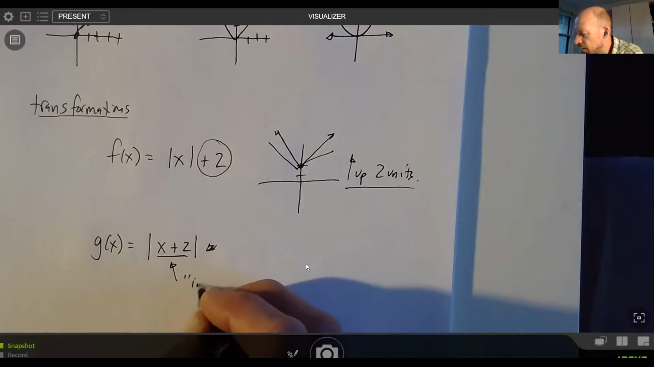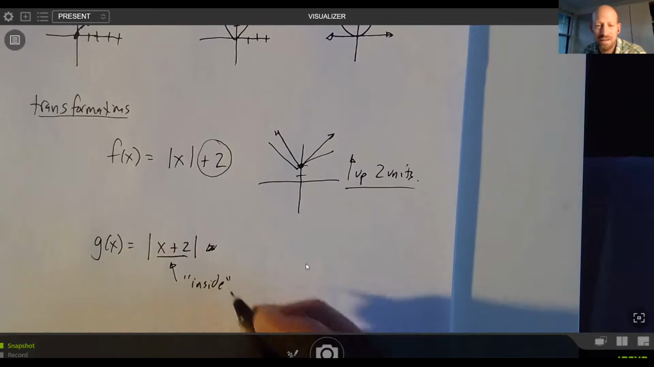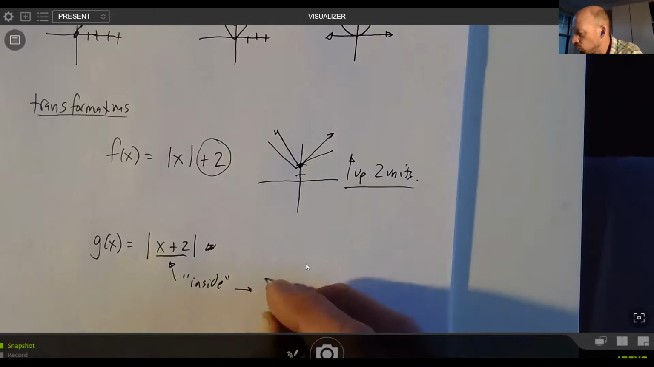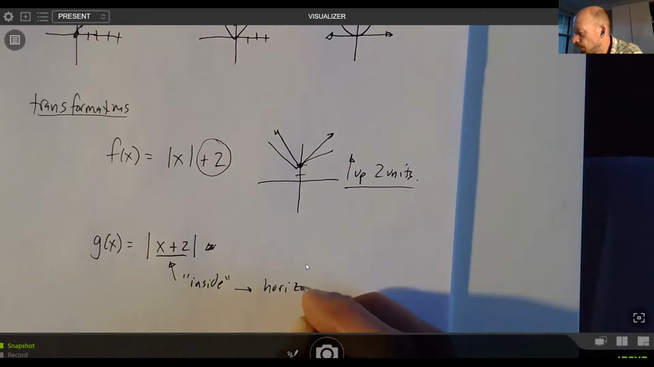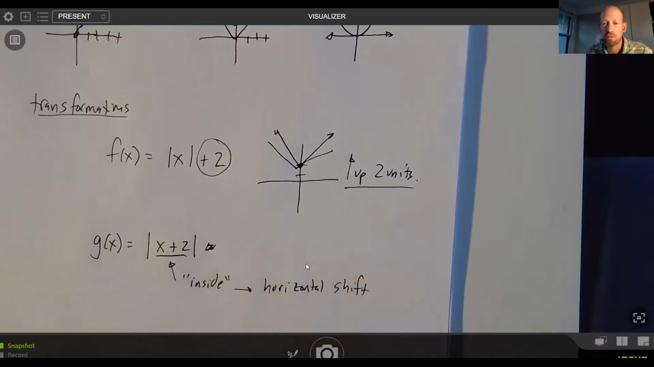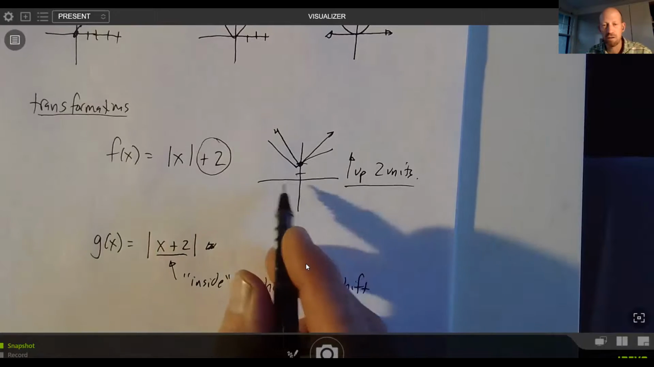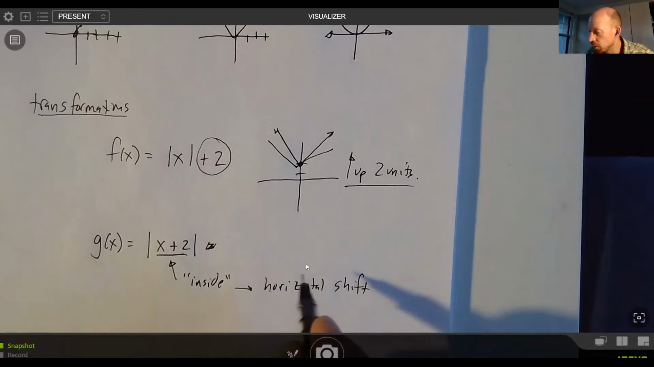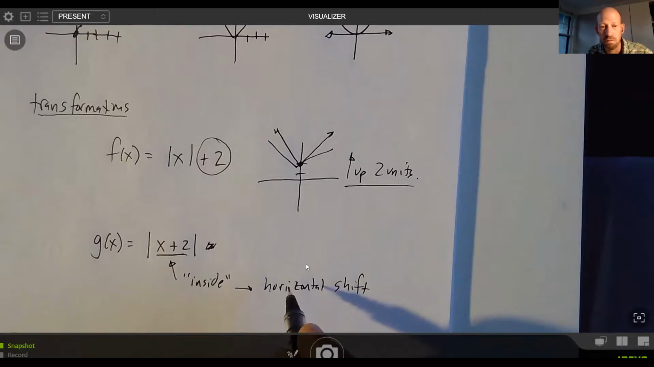And I like to say, and you'll see if you look at the videos, that that's like an inside. I'm changing it inside, or before I take the square root. And what that's going to do is create a horizontal shift. So rather than the one above going up and down, this one is going to go left and right.